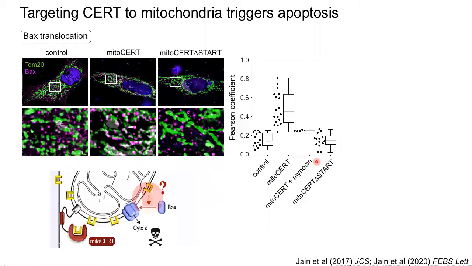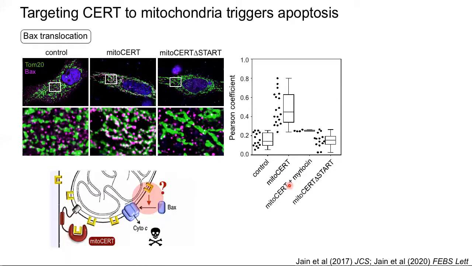Now, indeed, as shown here, expression of mitoCERT induces mitochondrial translocation of BAX, and in contrast, a mitoCERT version that lacks the ceramide binding domain failed to trigger BAX translocation. Moreover, if cells are treated with inhibitors of de novo ceramide synthesis, such as myriocin, also the mitoCERT-induced BAX translocation could be blocked. And all of this indicated that a rise in mitochondrial ceramides activates BAX, triggering mitochondrial apoptosis.